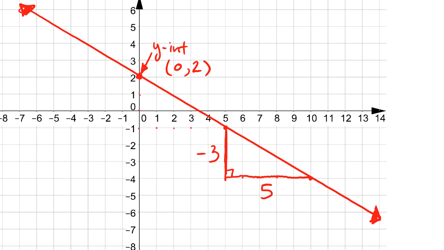And the other thing, I'm supposed to write the equation of the line on it. So right here I'm just going to go ahead and write y equals negative 3/5 x and then plus 2. So there's my line. I've included the equation of that line, I've included the y-intercept, and I've shown the slope triangle down 3 over 5.